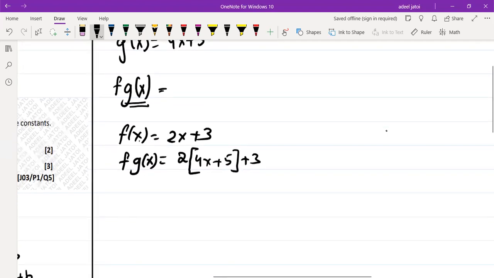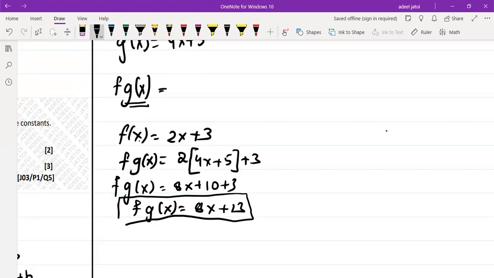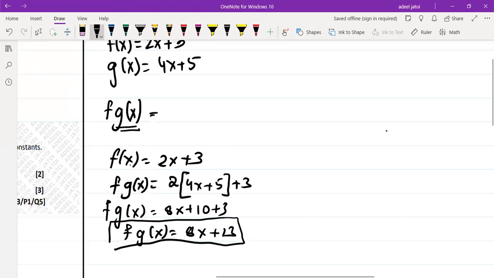So that means f(g(x)) becomes 8x plus 10 plus 3. f(g(x)) becomes what? 8x plus 13. So this becomes the equation for f(g(x)). What we need to do is substitute g(x) in the function of x.